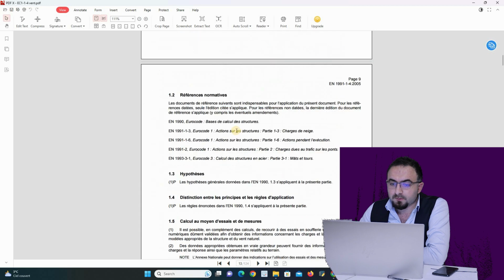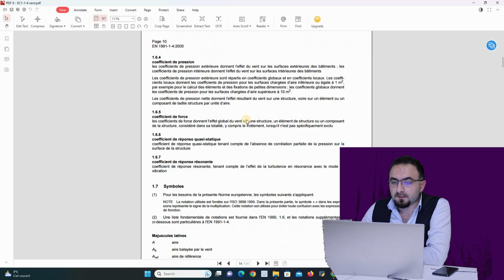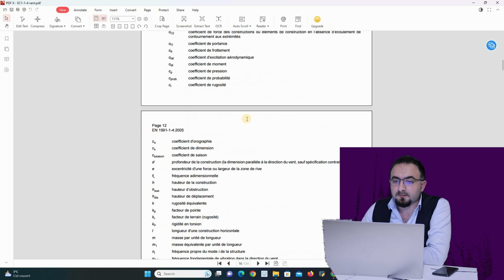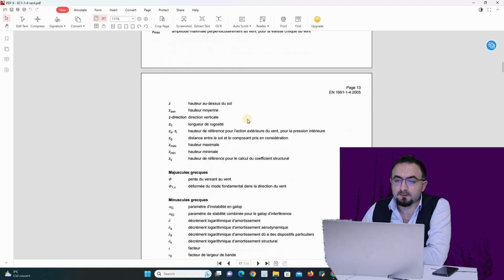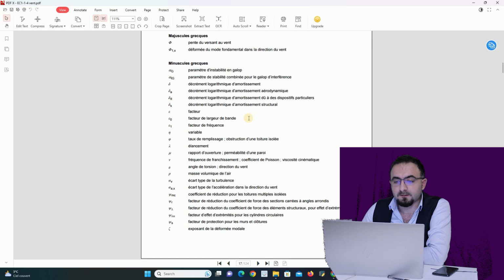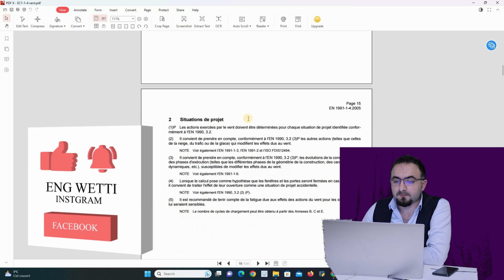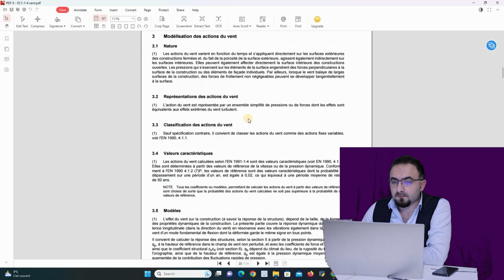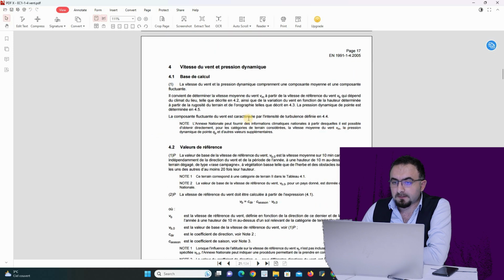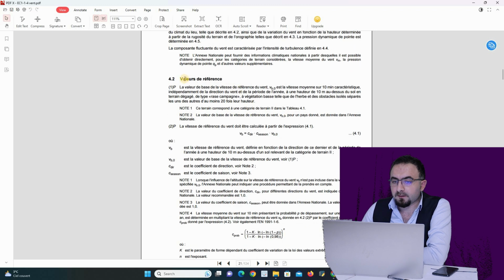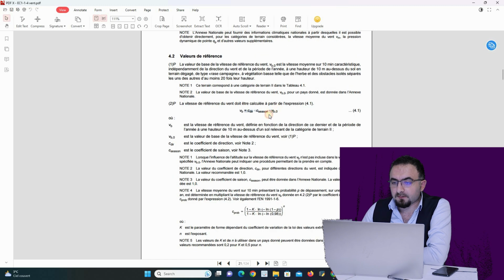What is most important is the dynamic pressure. To calculate dynamic pressure we need the wind reference, and to calculate the wind reference we need many factors. According to Eurocode, we have a reference value. It depends on many factors: the season factor, the direction factor, the reference wind factor.